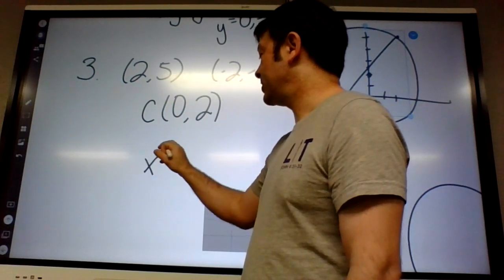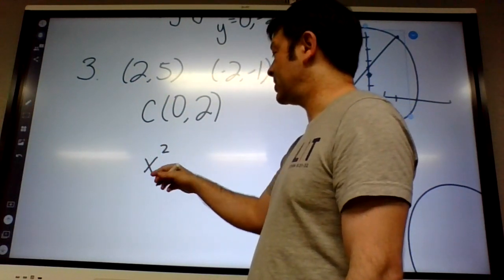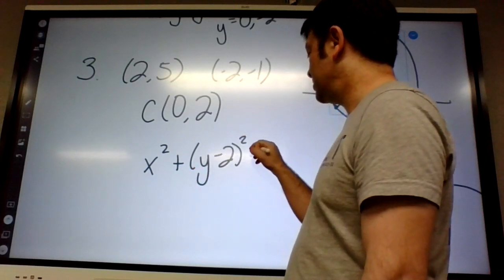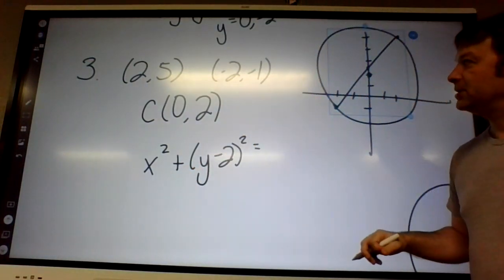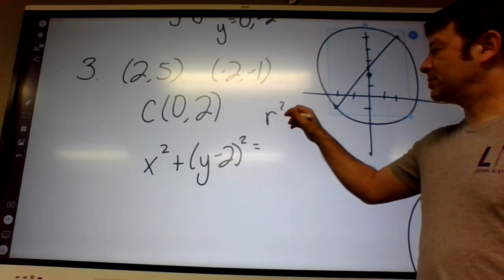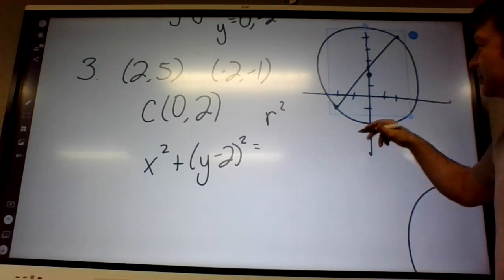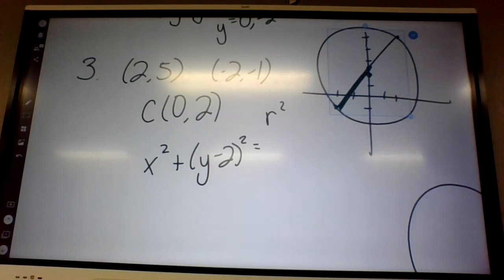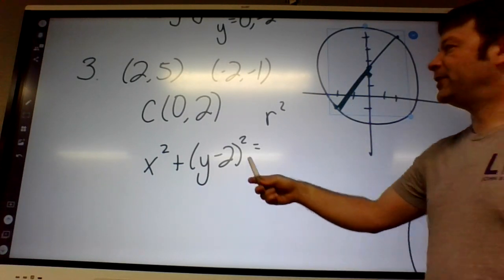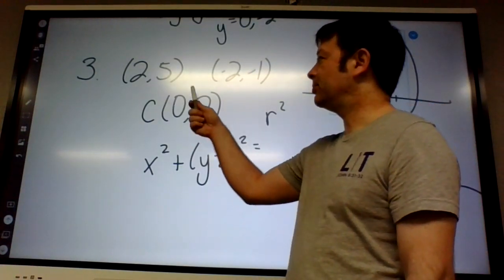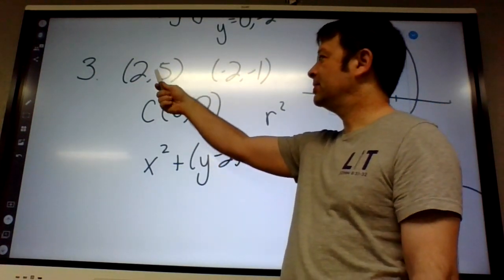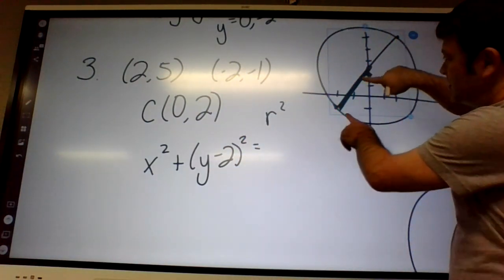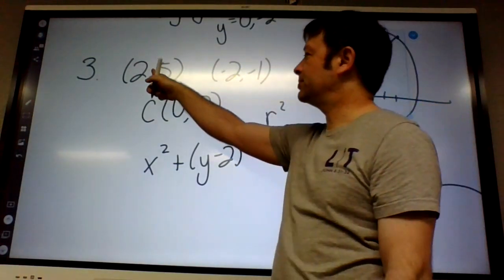So that tells me I can do x minus 0 squared, or just x squared, plus y minus 2 squared equals, and I need the radius squared out here. So how do I find the length of the radius? 0, 2 and -2, 1. Okay, yeah. You can find the distance between these two, or you can do the distance between these two and divide it by 2, because that's the diameter. Yeah, I'll do these two.